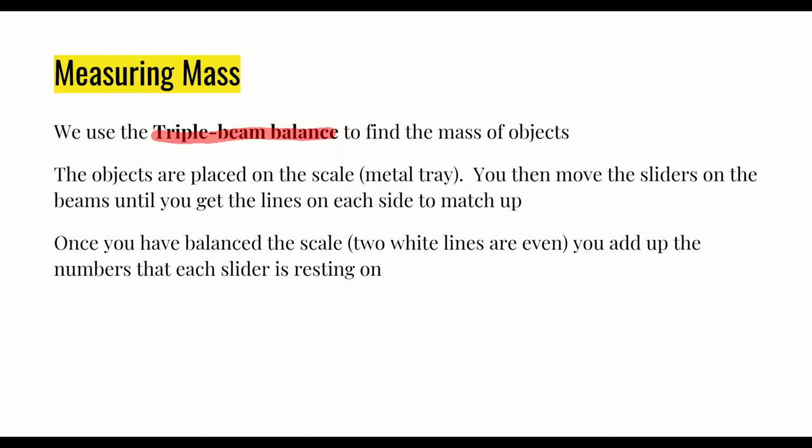The objects are placed on the scale, which is a metal tray. You then move the sliders, which I'll have a picture in just a second to show you, on the beams until you get the lines on each side to match up. Once you have balanced the scale, so there's two white lines that are even with each other, you add up the numbers that each slider is resting on.